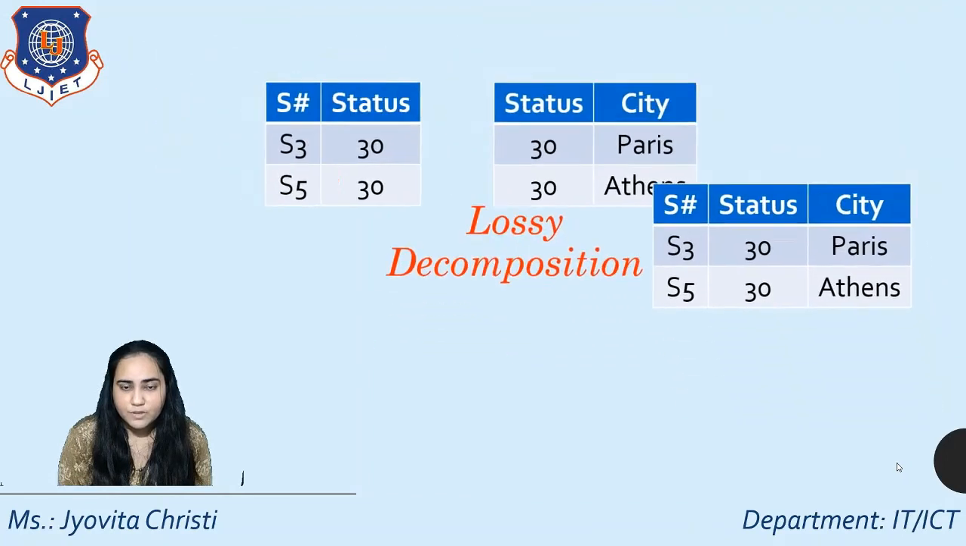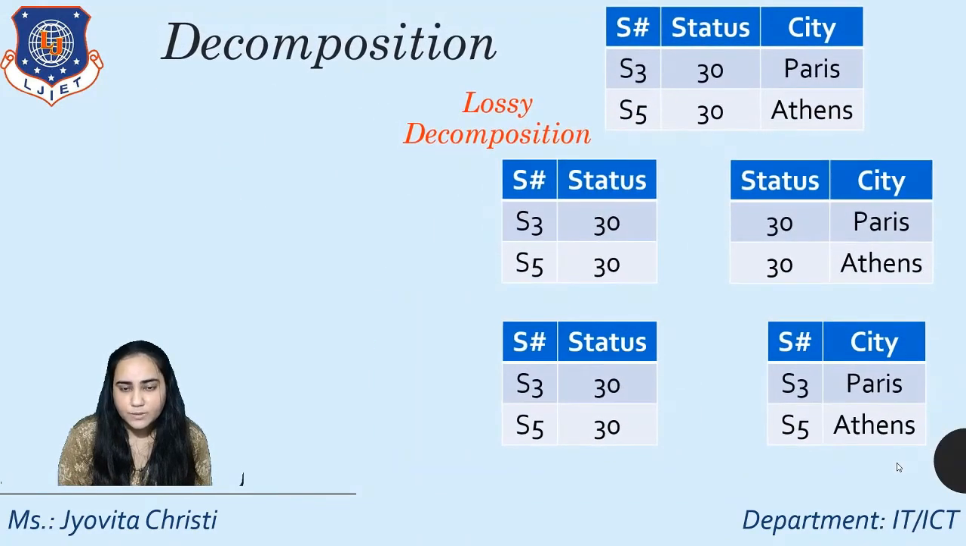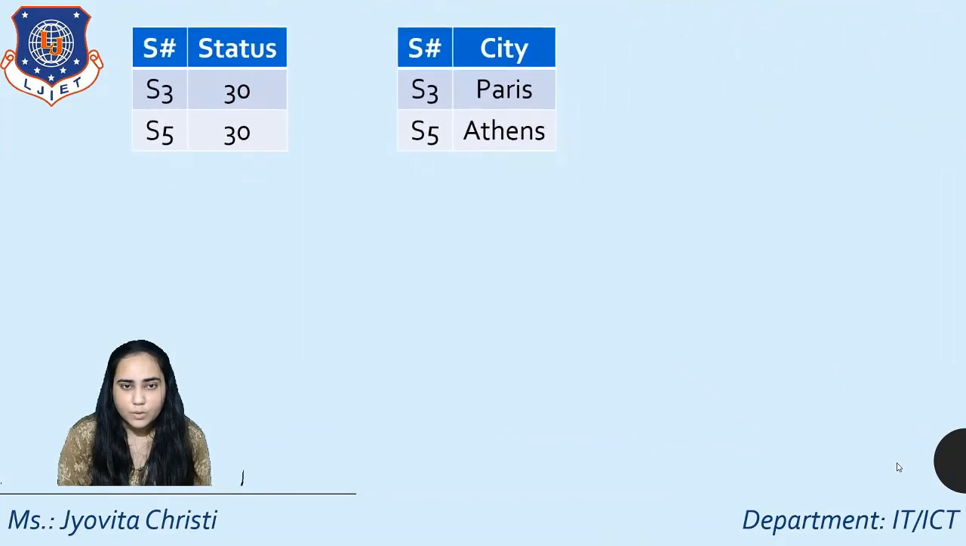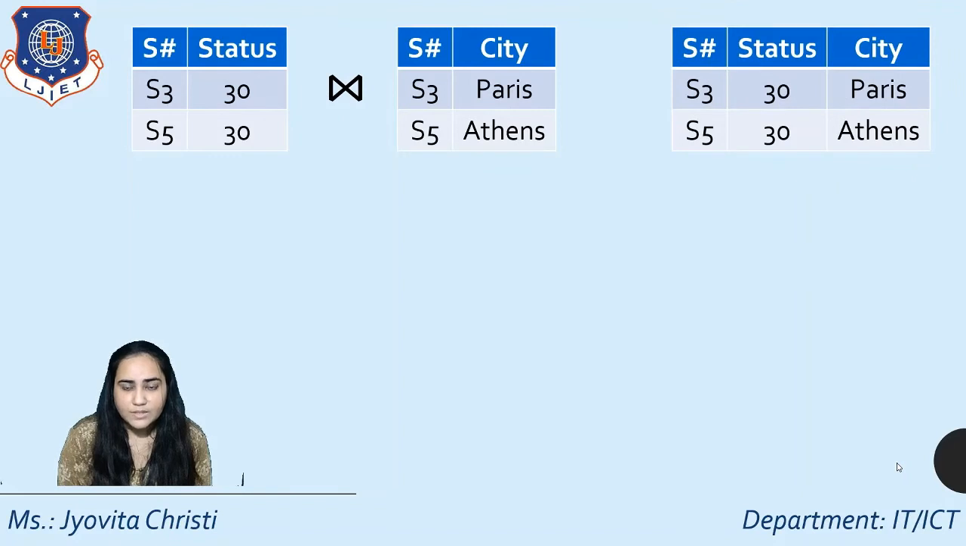So let's review the second type of decomposition that we saw, the second possibility, where we are using s-hash and status and s-hash and city. And let's see how this works out. So once again, we are going to take a natural join for these 2. And when you take a natural join for these 2, what you get as a result is this, which is actually our original table.